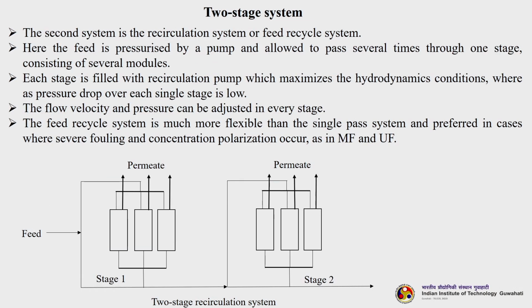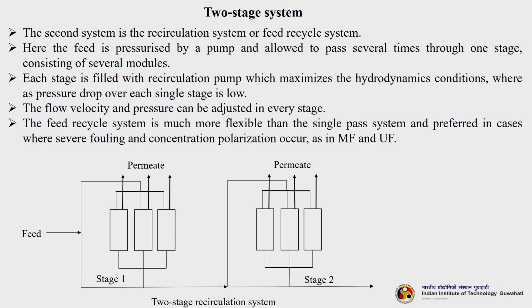We can see something like this. So, let us say two stage system. The second system is the recirculation system or the feed recycle system. Here the feed is pressurized by a pump and allowed to pass several times through one stage consisting of several modules. That is, recirculation is happening here. Each stage is fitted with a recirculation pump which maximizes the hydrodynamic conditions and where pressure drop over each single stage is low. The flow velocity and pressure drop can be adjusted in every stage. The feed recycle system is much more flexible than the single pass system and preferred in cases where severe fouling and concentration polarization occur, as in the case of microfiltration and ultrafiltration.